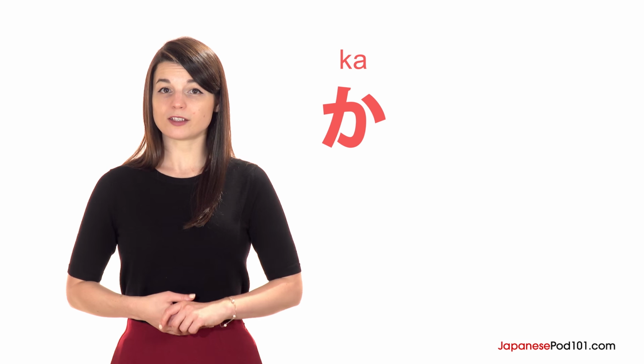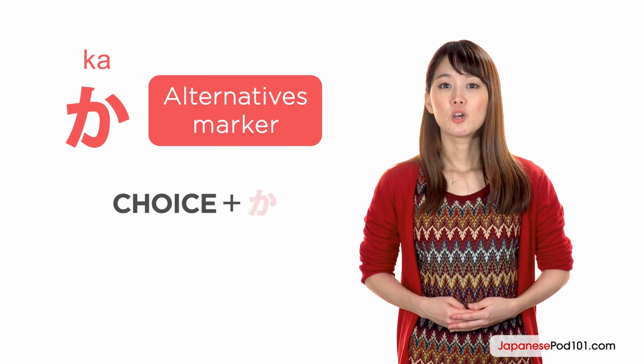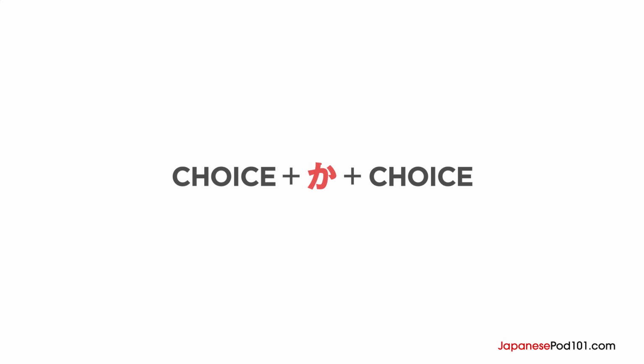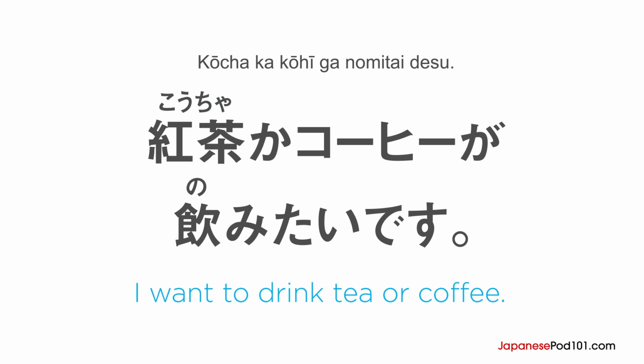This particle can also indicate alternatives. It comes after choices. We often omit the last ka. It corresponds to or in English. Let's see how it functions in a sentence. 紅茶かコーヒーが飲みたいです。 This means, I want to drink tea or coffee.